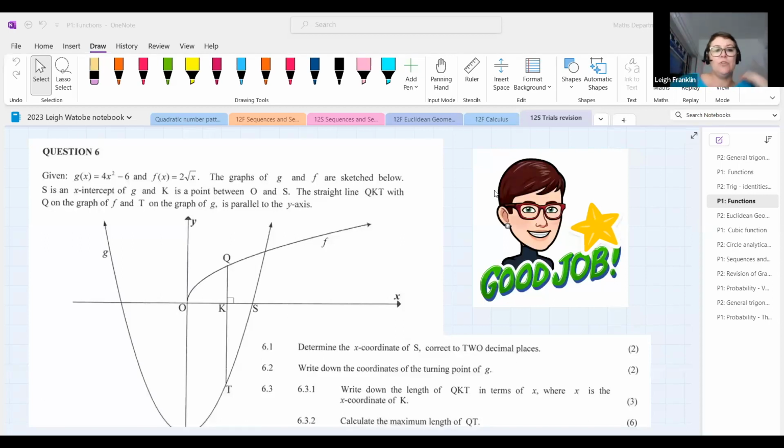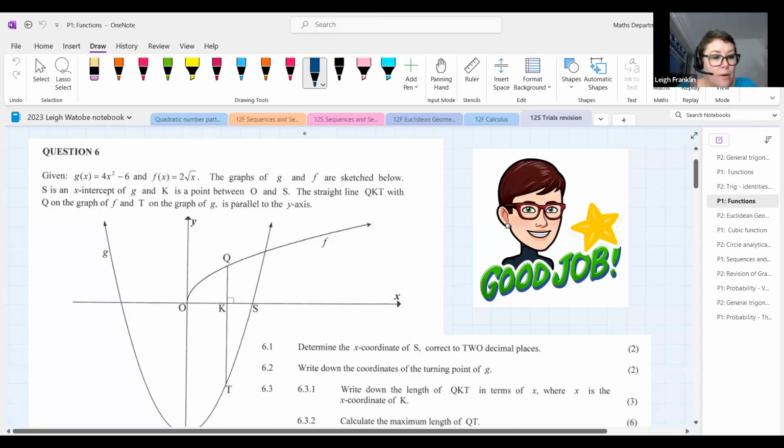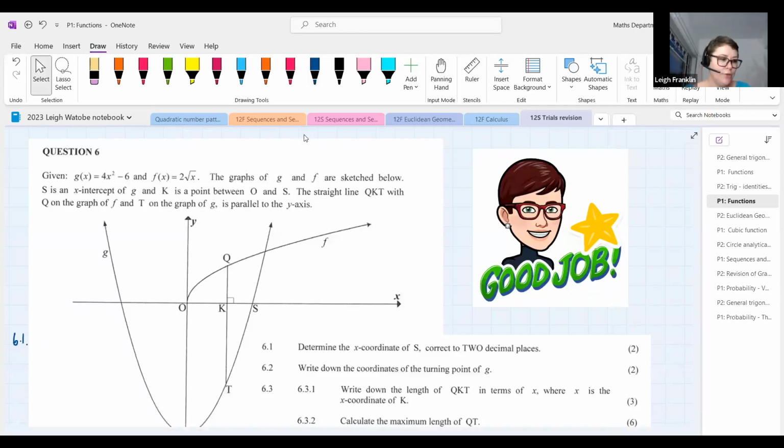Okay, so yes, the 2 root x was the clue that this had to be the inverse of a parabola. So it's a parabola and another inverse that they have given us. They've been sketched below. We've read all that information. Let's go and have a look at the question. So the first thing that they want us to do is determine the x coordinate of S correct to 2 decimal places. So what should I do for 6.1? How am I going to work out the x-intercept at S? What should I do?